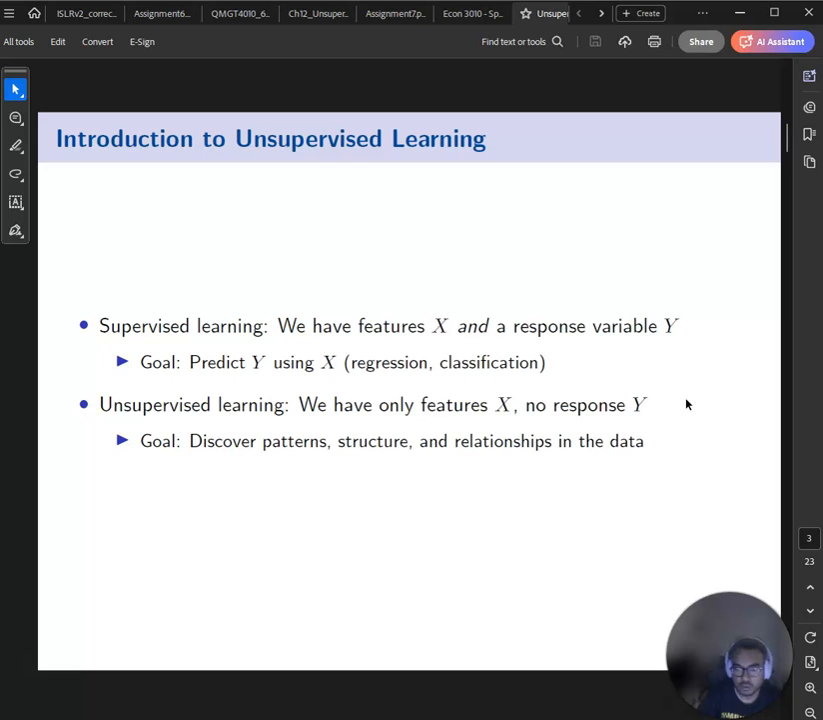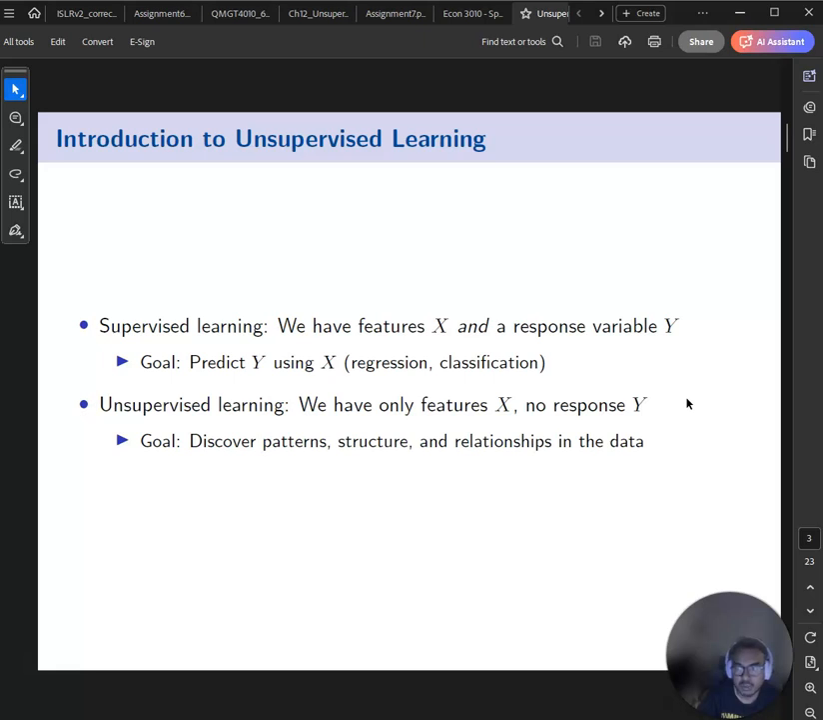And to understand that, it's best to just take a quick recap of what we understand by supervised learning as well. In supervised learning, we have both features X and a response variable Y. And our goal here is pretty straightforward. We try to predict Y using X through tools like regressions or classifications.